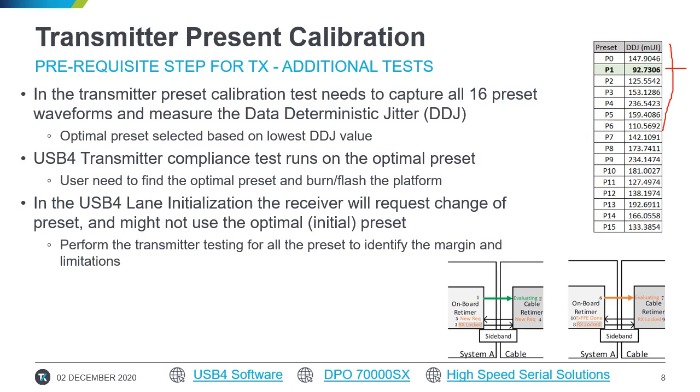So all my transmitter compliance testing will be performed with P1 only. And to burn or flash the platform with the optimal preset, you might need NVM tools. In the lane initialization process, a transmitter starts with the optimal preset or the initial preset, but the receiver might ask for a different preset that is not the optimal preset, or that is not what has been tested. So it's a good idea to validate and measure all other presets and perform the transmitter testing. This test also needs to be performed on both lanes and for both data rates.